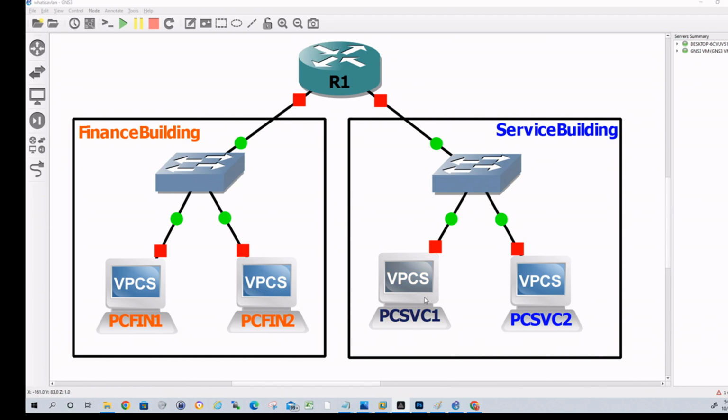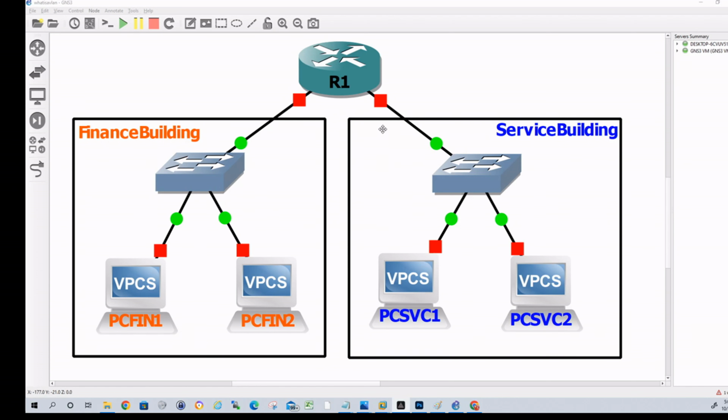Same thing happens over here. If service 1 or service 2 sends out any broadcast traffic, that's going to hit the switch and be flooded out on all ports. Okay, that's fine. That means that the broadcast traffic in the service building, or all the service devices, is contained within this building or within this switch. Therefore, we don't have to worry about the finance devices hearing or sniffing any of the broadcast traffic that happens over in the service world.